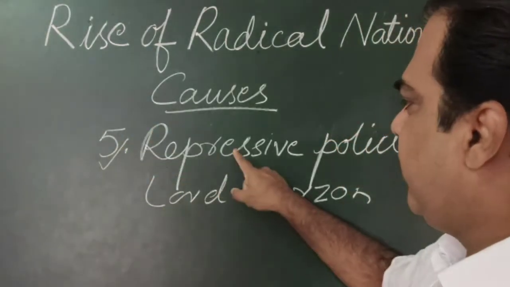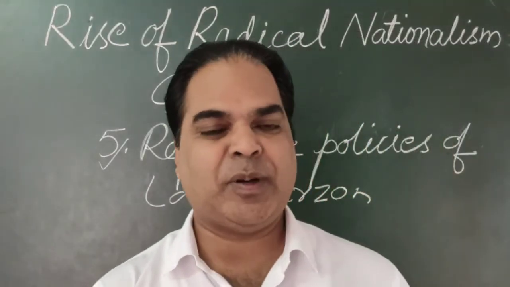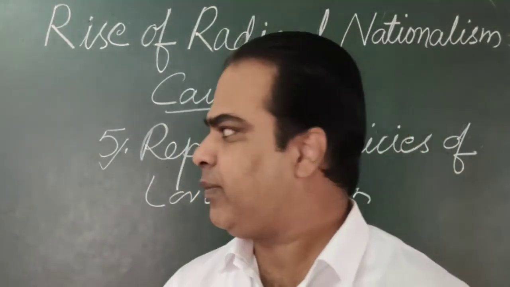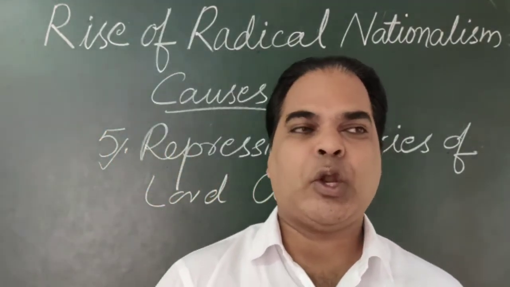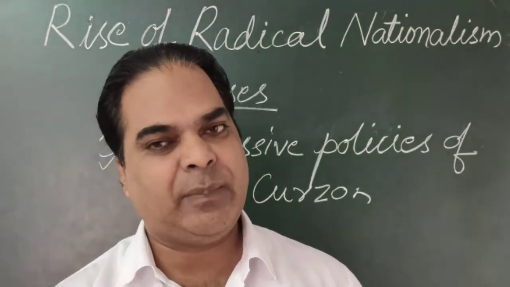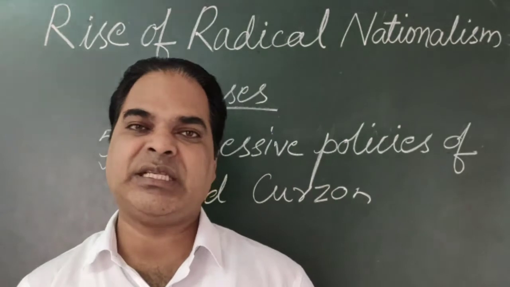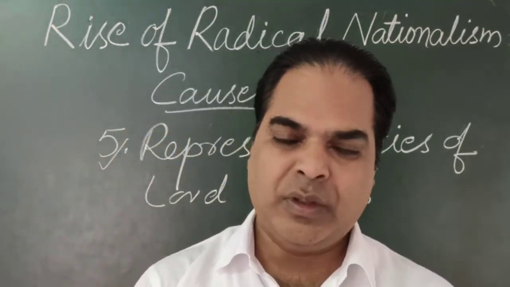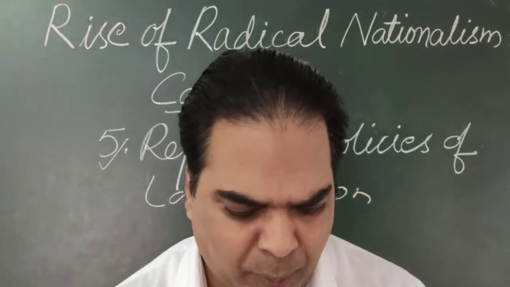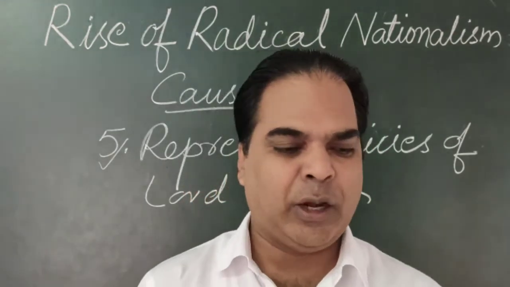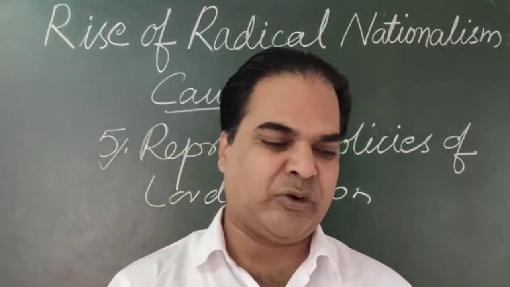Number 5, repressive policies of Lord Curzon. As you know, the popularity of the Congress was increasing day by day. That is why, in order to break the unity of the people of India, Lord Curzon was assigned the task of crushing the nationalistic spirit of the people of Bengal. Lord Curzon continued the policy of repression followed by Lord Lytton. After Lord Lytton, Lord Curzon became the viceroy of our country.